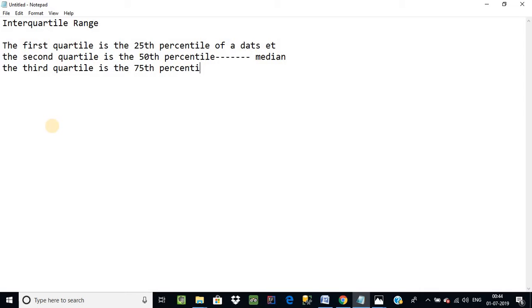As you can see, it is increasing by 25, because 25 percent of 100 is nothing but 1 by 4. So therefore the first quartile is nothing but 1/4 of 100, which is also termed as 25%.